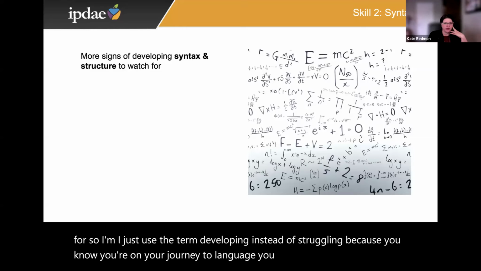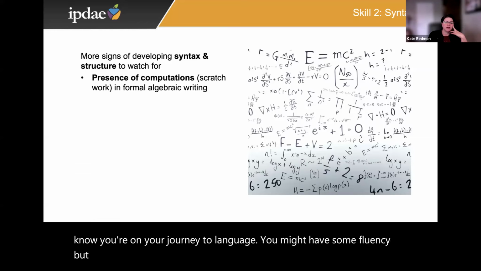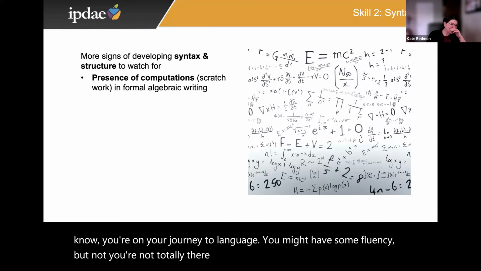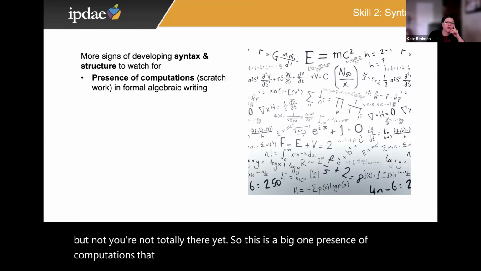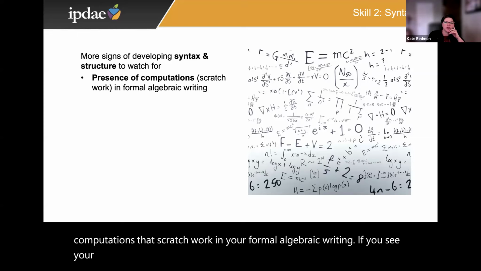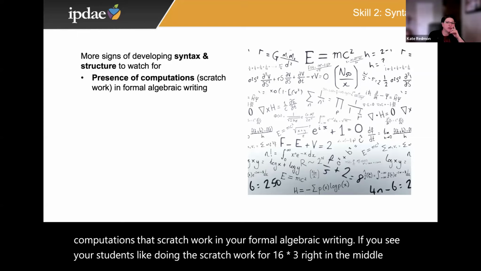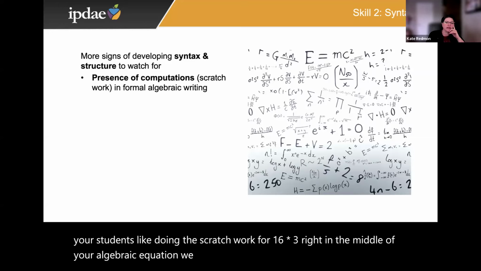You might have some fluency, but you're not totally there yet. So this is a big one, presence of computations, that scratch work in your formal algebraic writing. If you see your students doing the scratch work for 16 times 3 right in the middle of your algebraic equation, we don't want to see that.